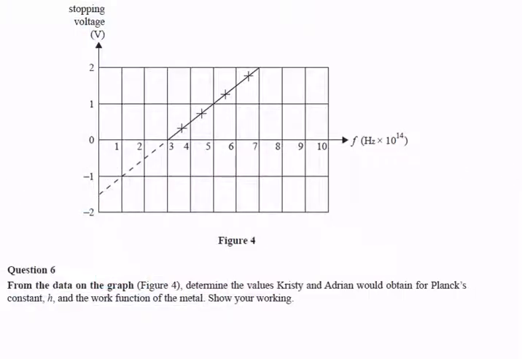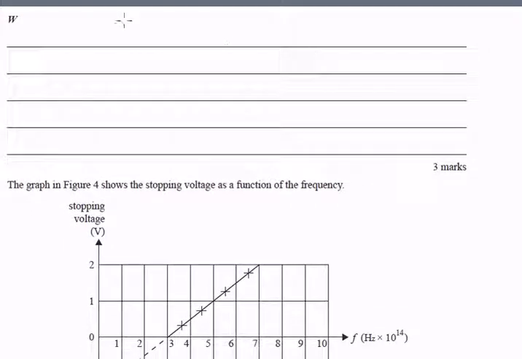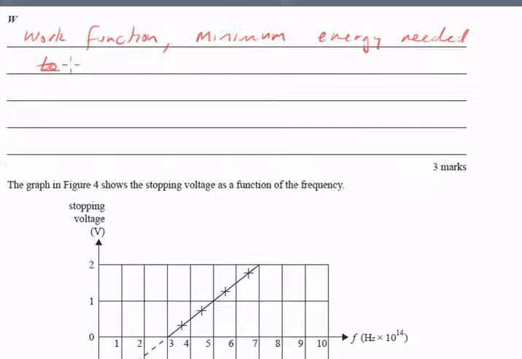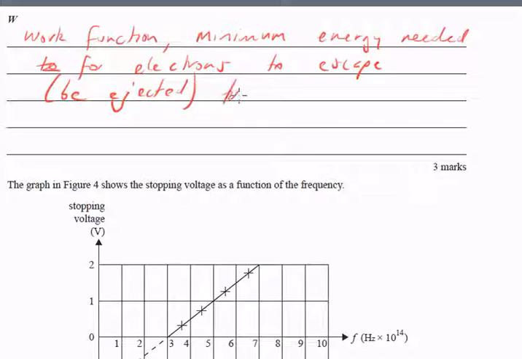This one. And the other one I wanted us to explain was W, the work function. W is the work function, which is the minimum energy needed for electrons to escape, or be ejected, from the metal.